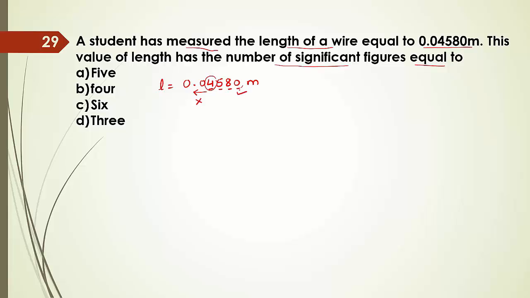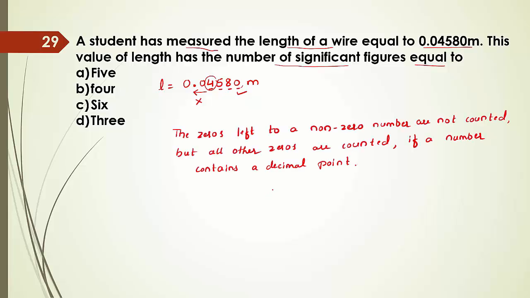If a number contains a decimal point, so we have to follow the rule. What is the rule? The zeros left to a non-zero number are not counted, but all other zeros are counted if a number contains a decimal point. So here in this given number there is a decimal point. We have to consider only zeros on the right side but not on the left side. So now tell me how many significant figures are there? 4, 5, 8, 0. These are the significant figures. 1, 2, 3 and 4. So 4 significant figures are there in the given number. So option B is right.